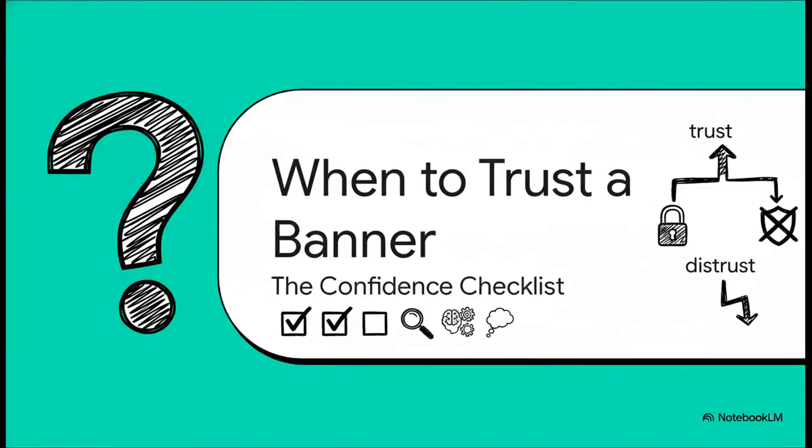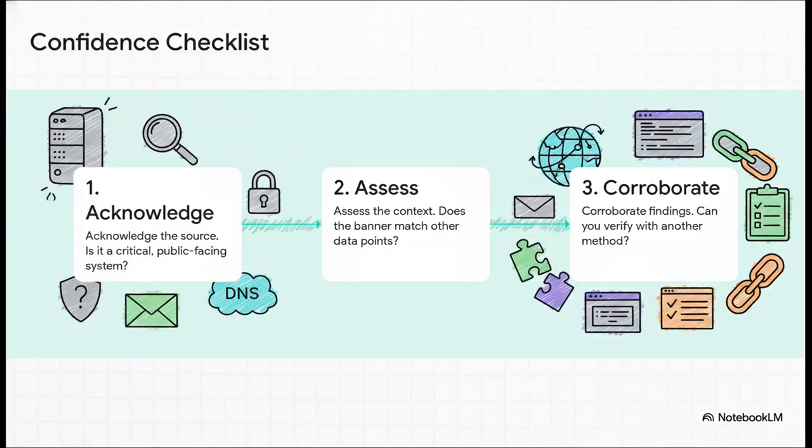Okay, so if we can't just blindly trust a banner, what do we do? The answer isn't to just give up on it. It's to be smarter, to be more skeptical. We need a solid framework, like a confidence checklist we can run through in our heads to decide just how much we should trust that initial digital handshake. So here's a quick way to do it. First, acknowledge the source. Is this some super critical, public-facing server? If it is, the chances of that banner being fake go way up. Second, assess the context. Does the banner you see fit with other things you know? And third, can you corroborate it? Can you use a totally different tool or technique to prove what that banner is telling you?